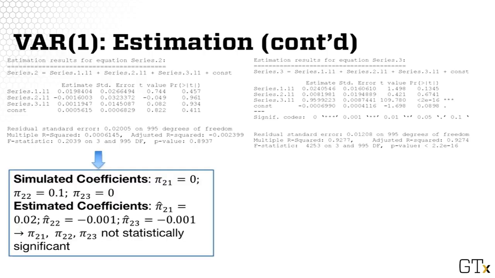For the time series 2, the true parameters are 0, 0.1, and 0, as provided in the second column of the phi matrix in the simulation. The estimated coefficients are 0.02, minus 0.01, and 0.01. The p-values of all 3 coefficients are large, indicating that they are not statistically significant, whether they're plausibly equal to 0. In this case, we thus fail to accurately estimate phi 2.